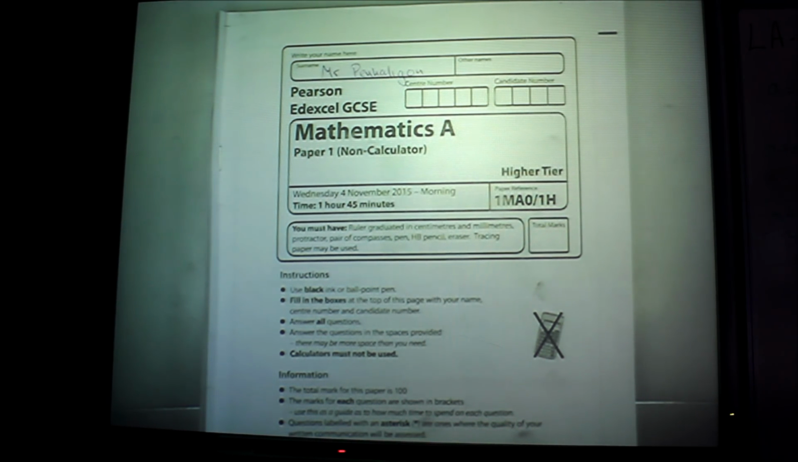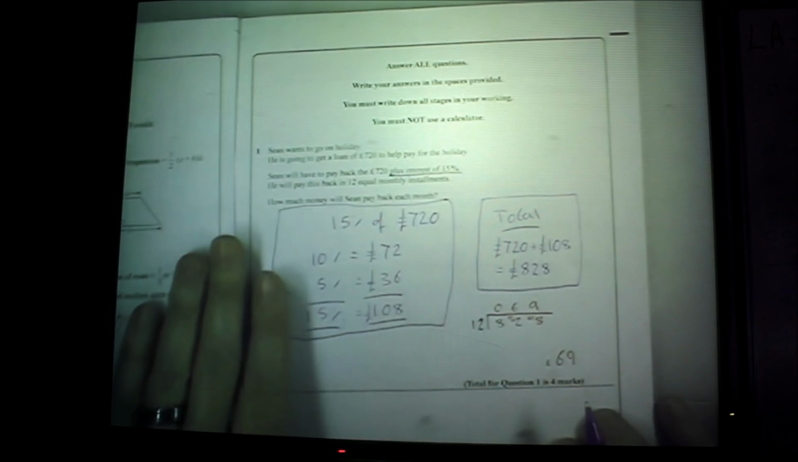Okay, this is the non-calculated paper. It is the 4th of November 2015 and it is the higher tier for Excel. I'm just going to talk you through the whole paper and go through the answers in as much detail as I can without spending too long on each one. Forgive me, I do have a cold. We'll see how we get on.